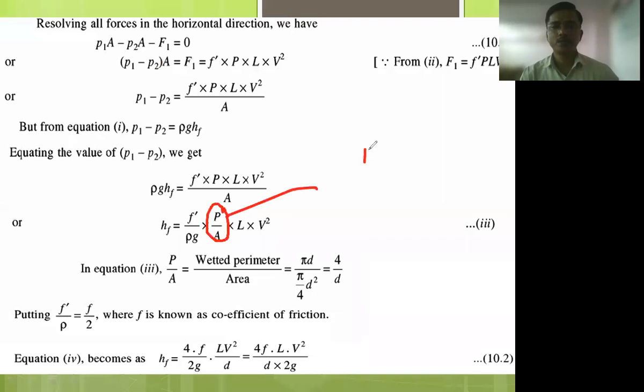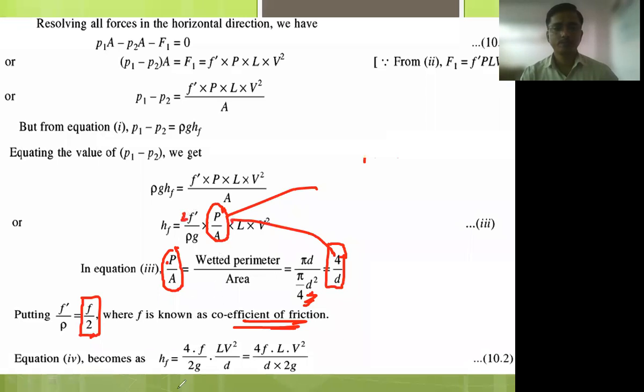For the perimeter we have the equation pi d, and for the area pi by 4 d square. If I put this, I will get here 4 by d. So instead of this, I can put P upon A is nothing but 4 by d. And instead of this F dash upon rho, here I will write F upon 2, where this F is nothing but the coefficient of friction.